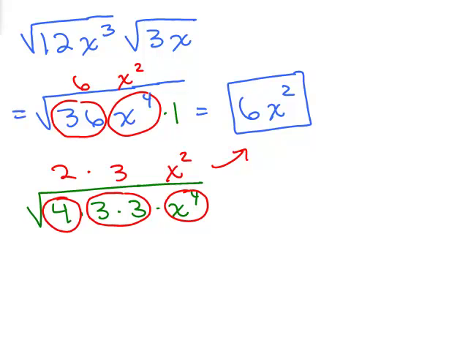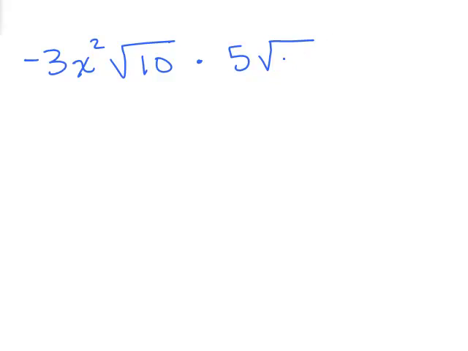What about if you have a number in front, like negative 3 x squared square root of 10 times 5 square root of 30. Okay. Well, as usual, the numbers outside in front of the square roots get multiplied together. So I have the negative 3 times 5, negative 15x squared.